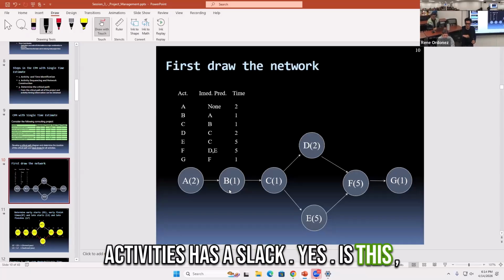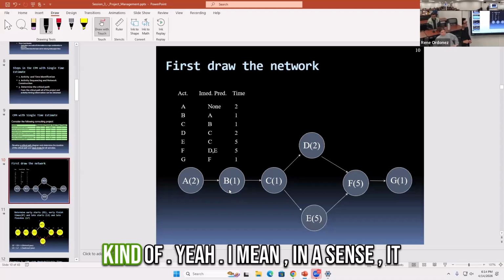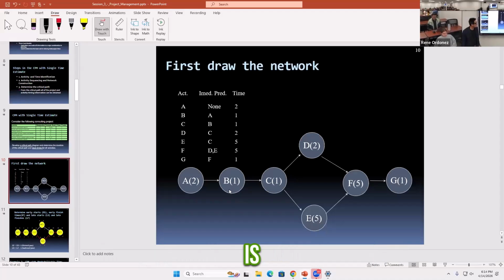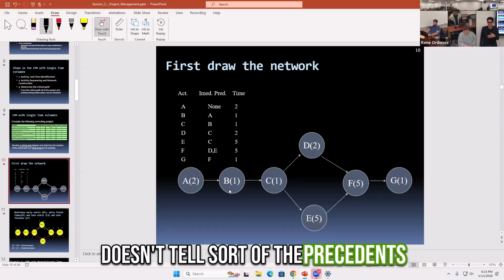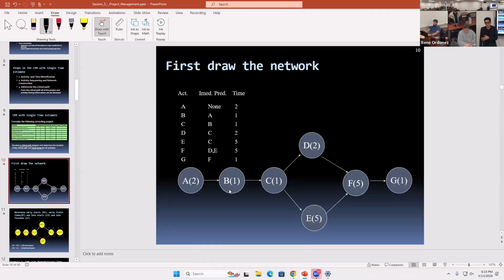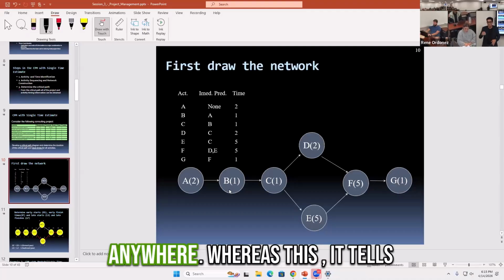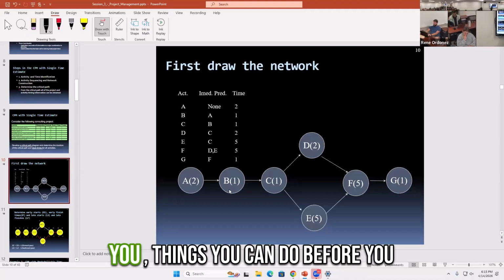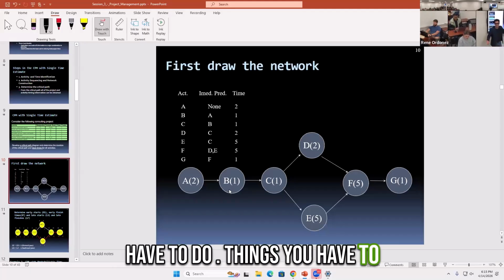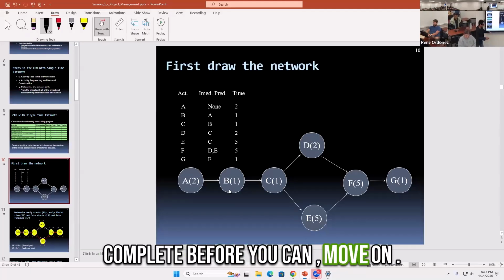Yes. Would you call this a roadmap? Kind of, yeah, in a sense it is. But I think the roadmap doesn't tell the precedence relationship, because you can probably go anywhere, whereas this tells you things you have to complete before you can move on.